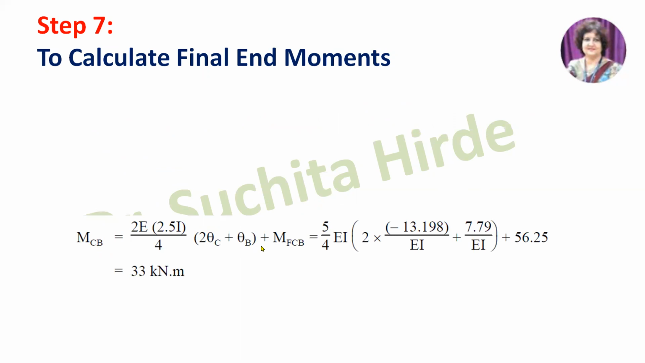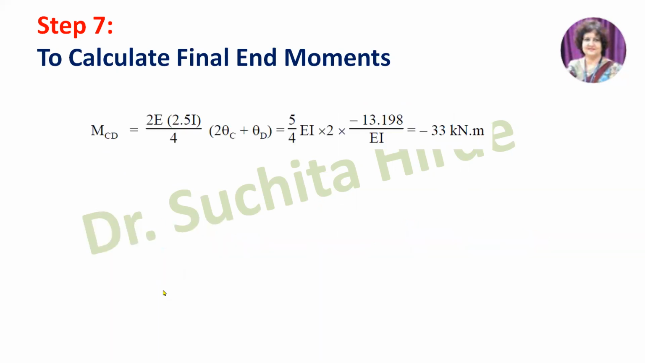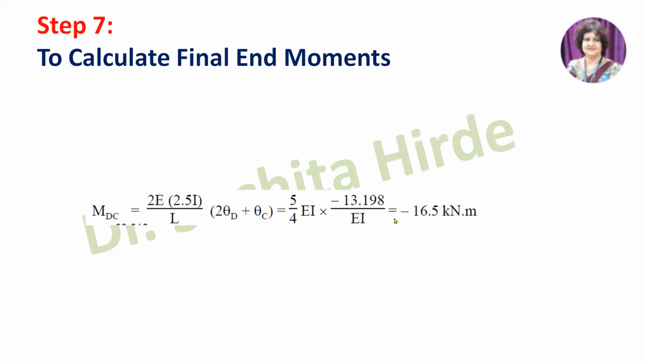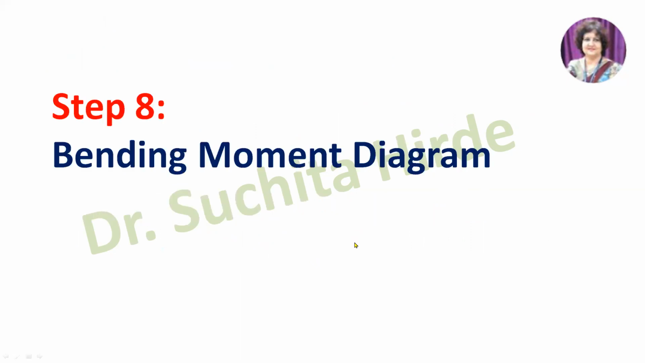Then MCB, if you calculate using a similar formula, you will get 33 kilonewton meter. If you get MCB as 33 kilonewton meter, MCD will be minus 33 kilonewton meter. So if you calculate MCD, you will get minus 33 kilonewton meter. Then MDC is minus 16.5 kilonewton meter. So this is how we calculate final end moments in the beam using slope deflection equations.